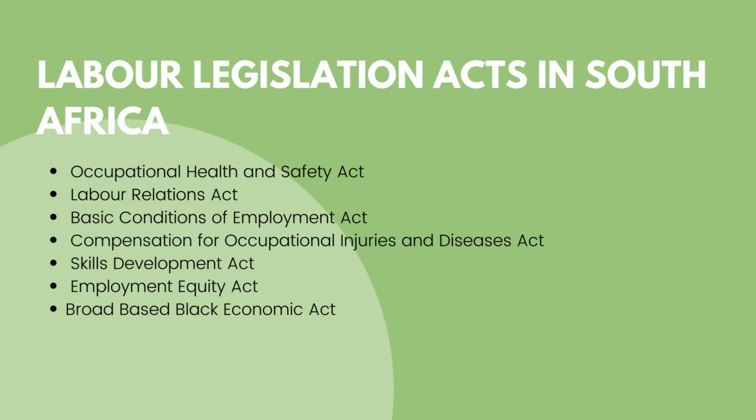Then we've got the Broad-Based Black Economic Empowerment Act. Now, this particular act is guided by the BBBEE strategy, which was implemented by the Department of Trade and Industry. So in particular the AgriBEE charter requires sectors to implement employment equity and to subject their Black employees to transformational activities such as skills development and company ownership and management, right?